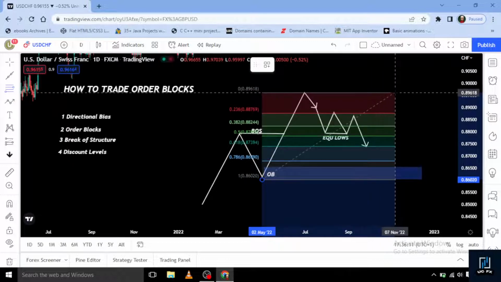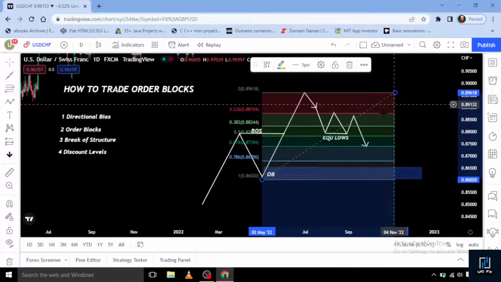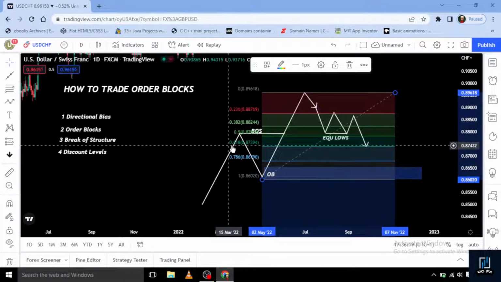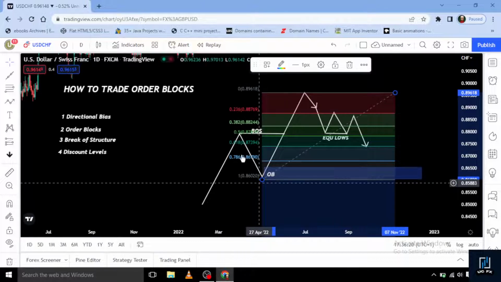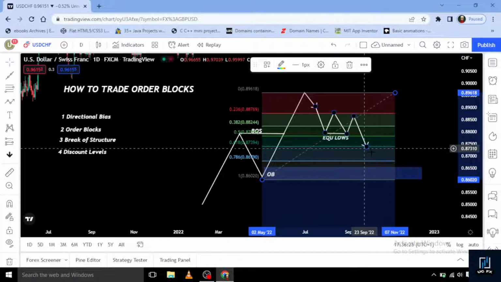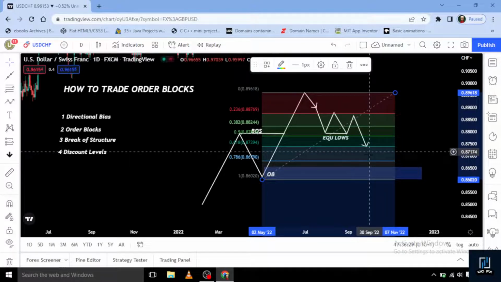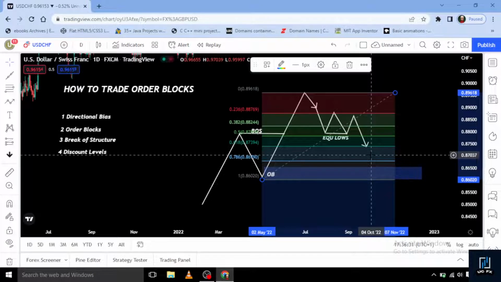So you need to make sure that price is at discount level before you start taking your entries. So here we have 0.618 and 0.786. You need to allow price to get into this area before you start taking your entries. So after that, we then go over to the last but not the least.